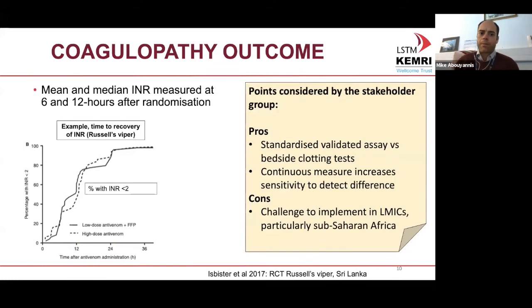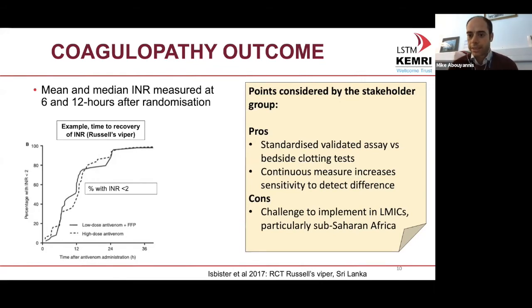So the coagulopathy outcome measure, the group decided that the mean and median INR measured at 6 and 12 hours after randomization should be included as a core outcome measure. This figure here is just to give an idea of how the INR can recover over time. So this is an example of Russell's viper envenoming. And of course, this will vary somewhat between species. But you can see there is a gradual recovery of the INR with antivenom treatment.